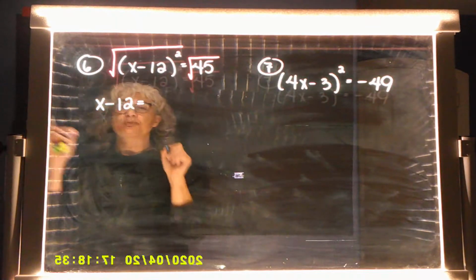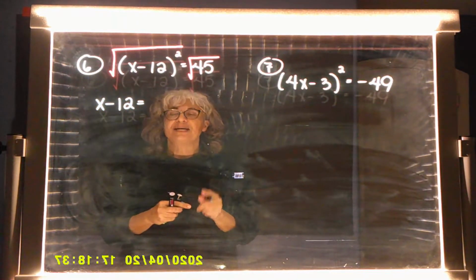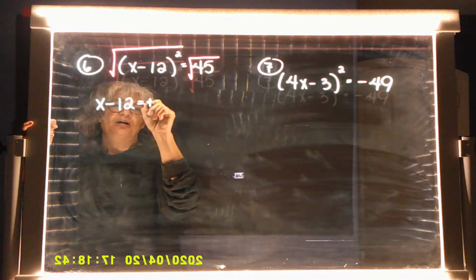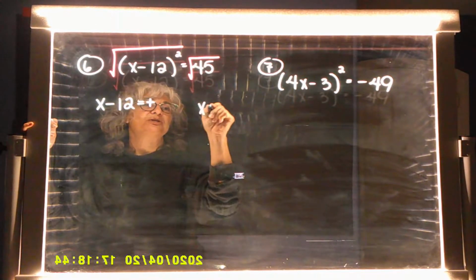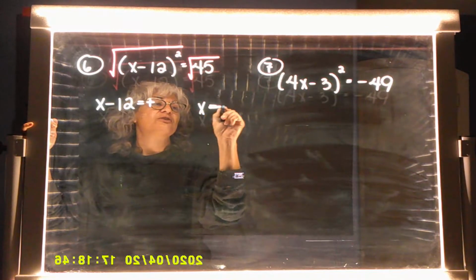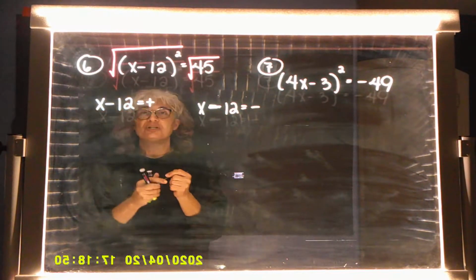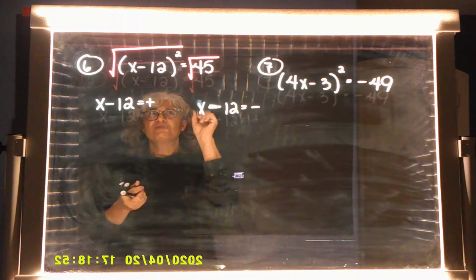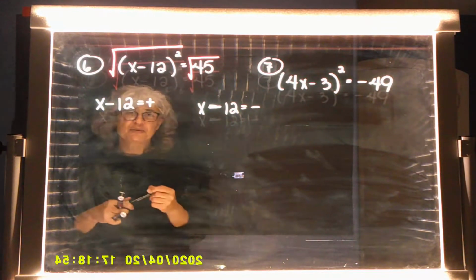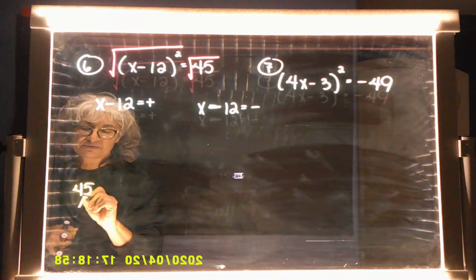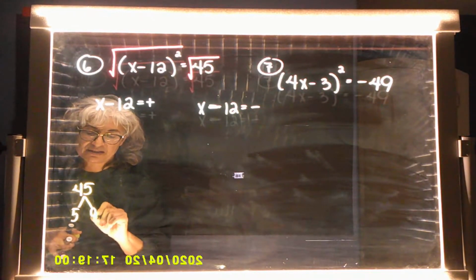But remember, you're supposed to get how many answers? Excellent, 2 answers. One answer is, good, positive. The other answer will be, good, negative. So let's take a look. 45. Is 45 a perfect square? Nope. So let's break down that 45. That's 5 times 9, right?